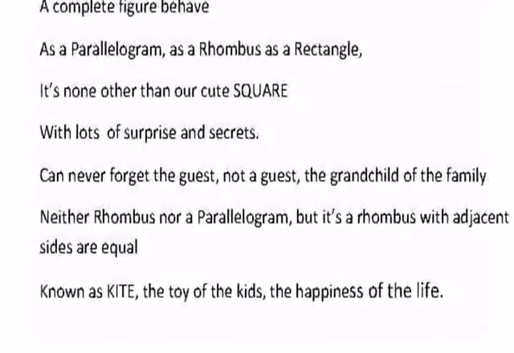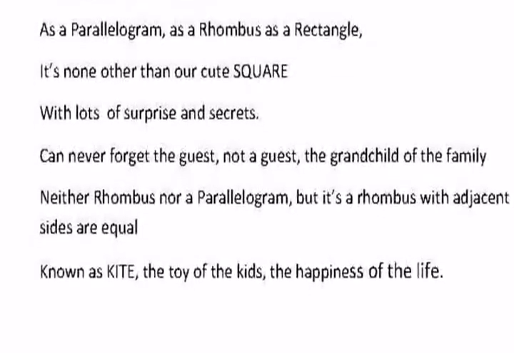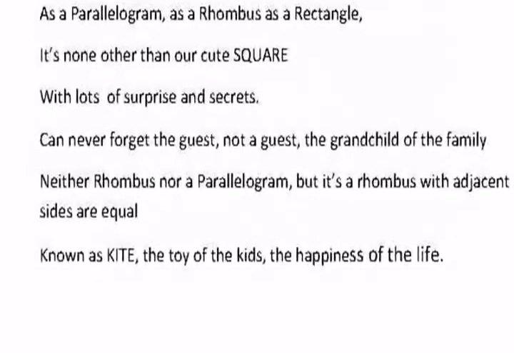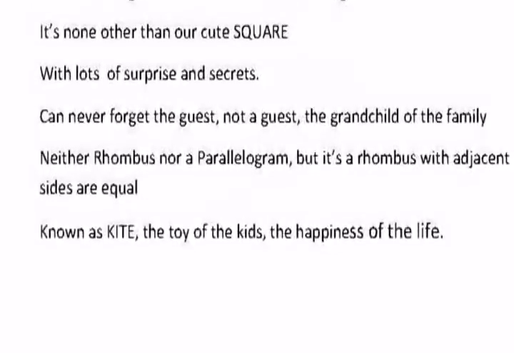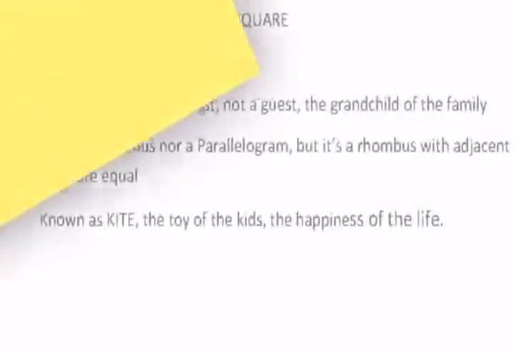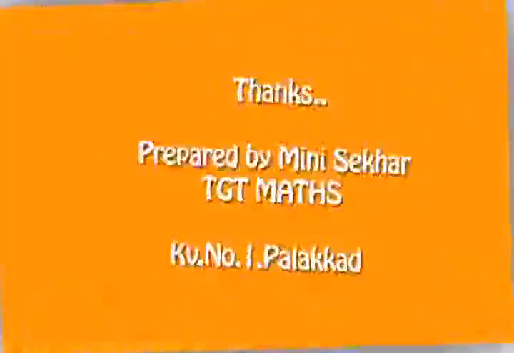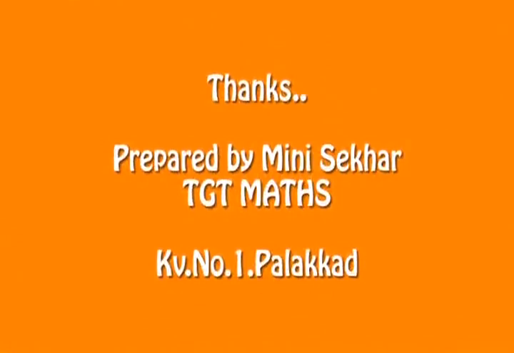And here they can check the diagonals. The 2 diagonals are not equal, but they form perpendicular bisectors. And this is a rhombus. Then as usual, we will get a rectangle. Rectangle means in a parallelogram, one angle is 90 degrees, it is a rectangle.